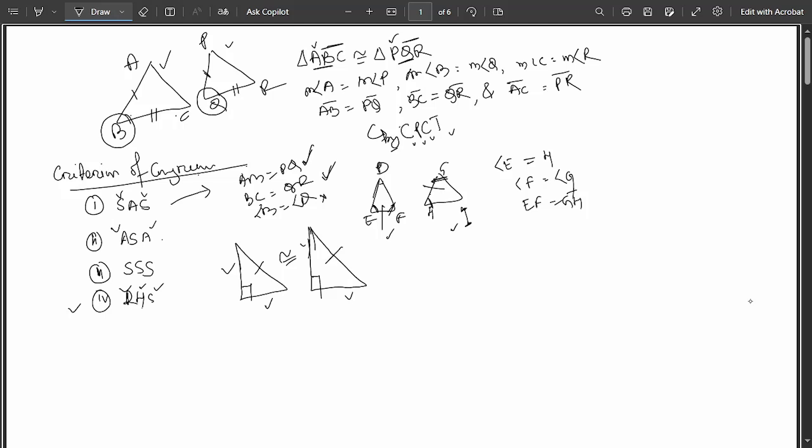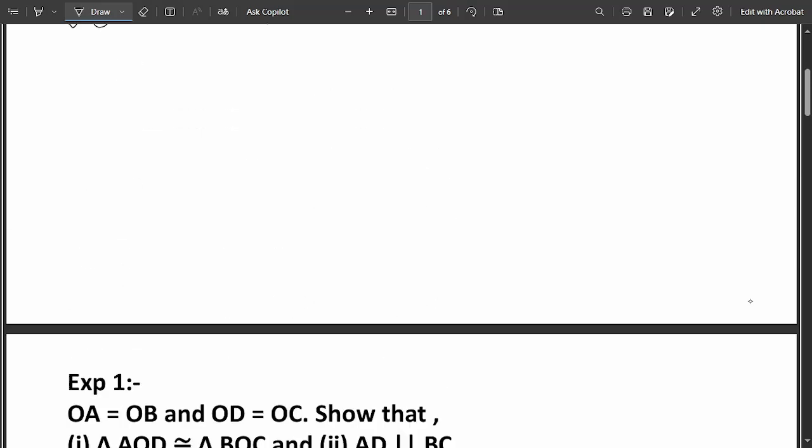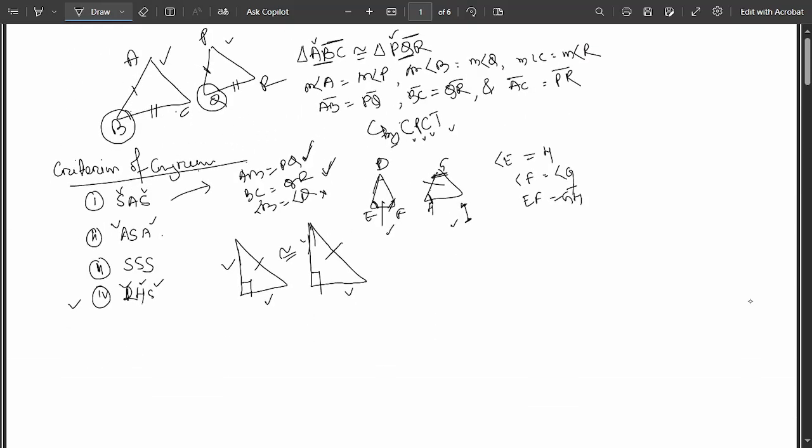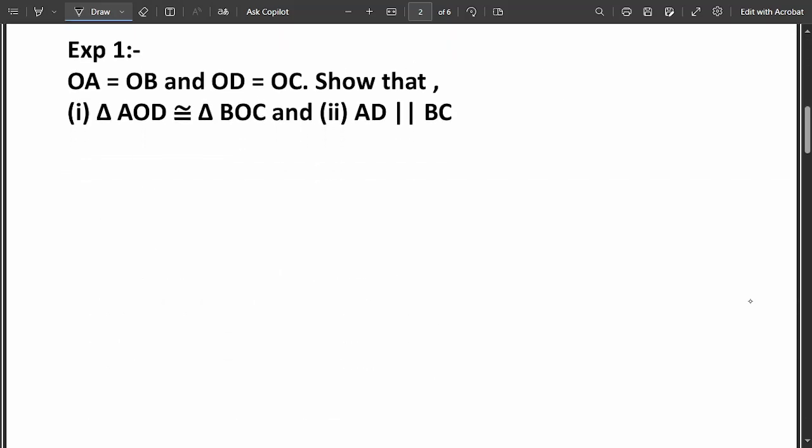So we will understand this with two examples. In this video we do examples on the first one and second one, and in our next video we do examples and two important theorems on SSS and RHS congruency. So the first one, understand this example, here I mixed the figure.